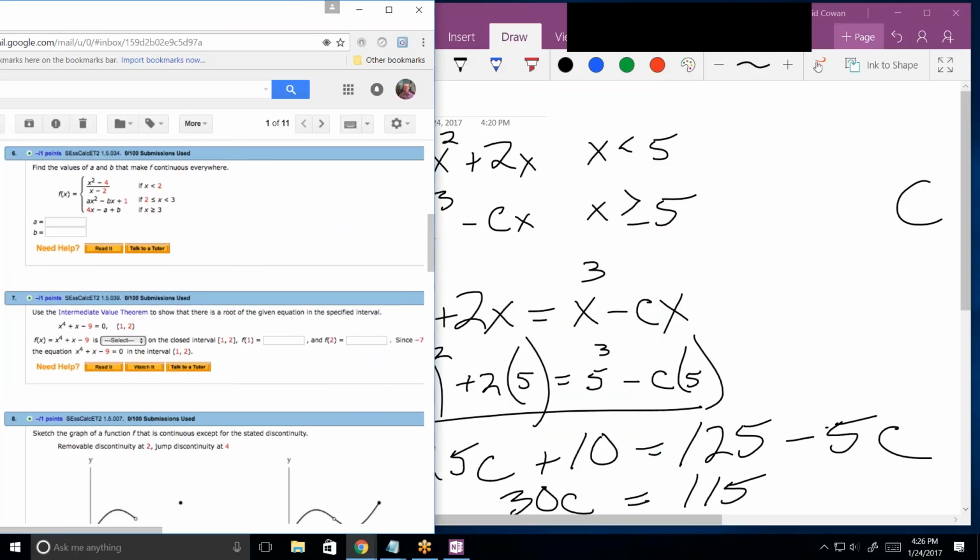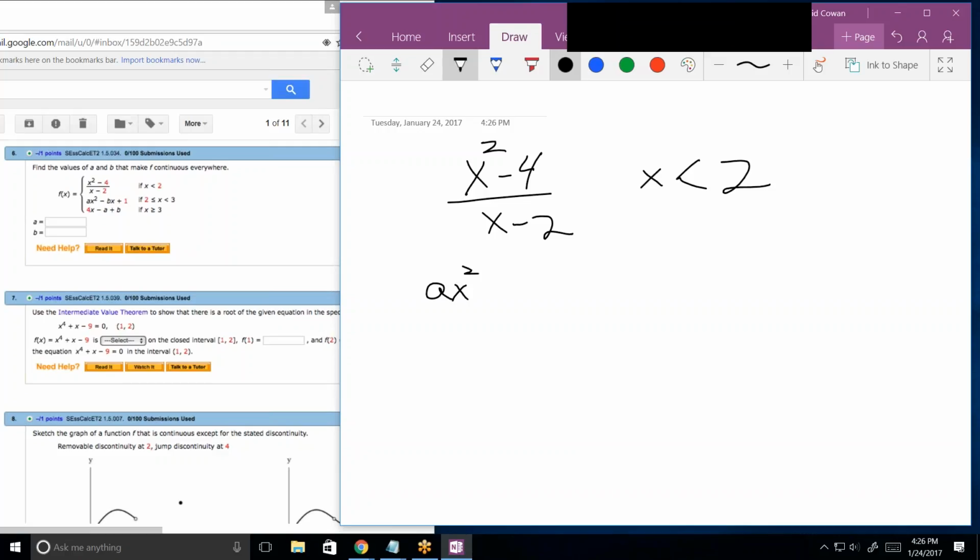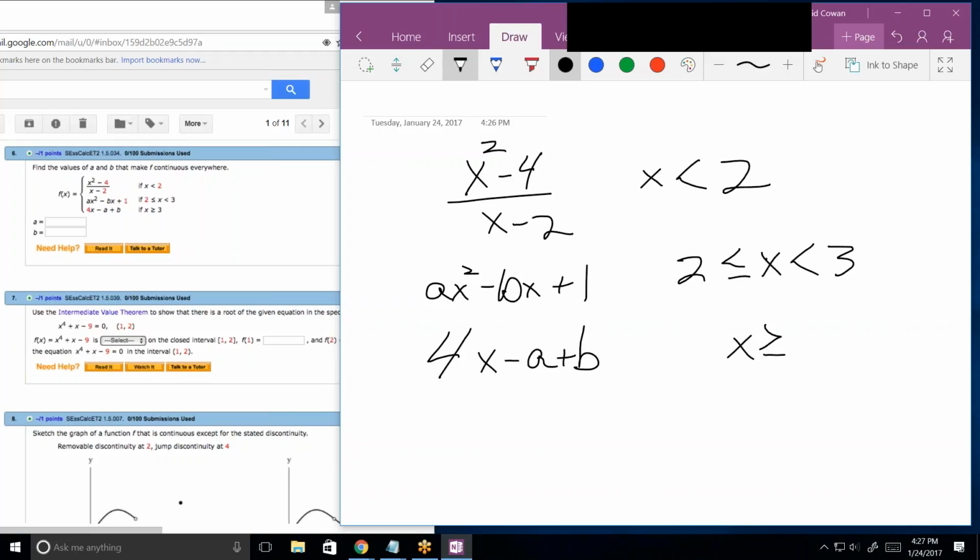And now let me write this out so I know what they're talking about here. X squared minus 4 over x minus 2 whenever x is less than 2. And it's ax squared minus bx plus 1. Why are some of these numbers in red? I don't know, honestly. This is like a whole new system. I've never used this before. And then it's 4x minus a plus b whenever x is greater than or equal to 3.